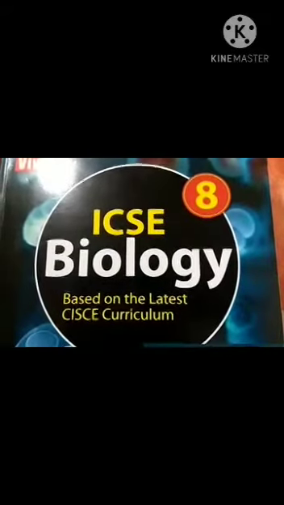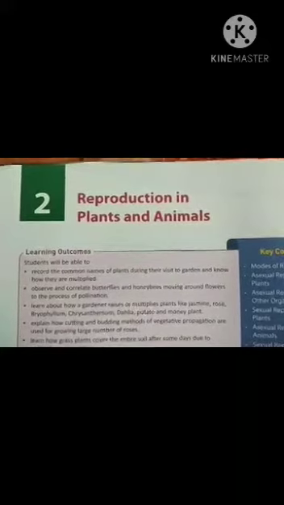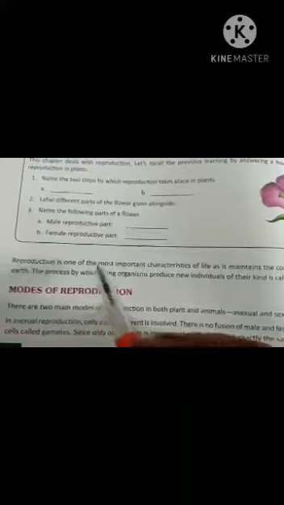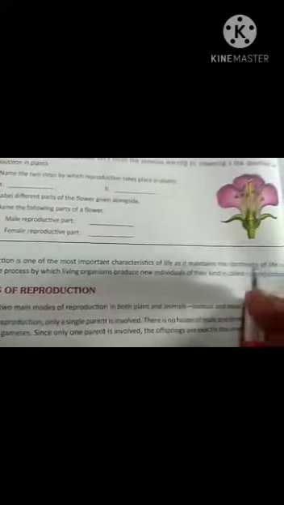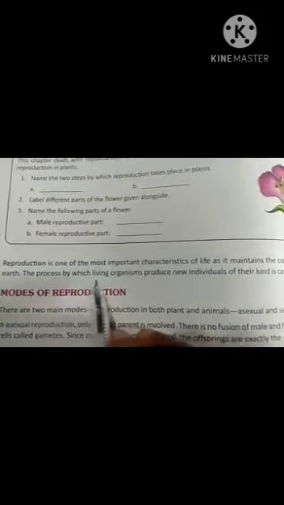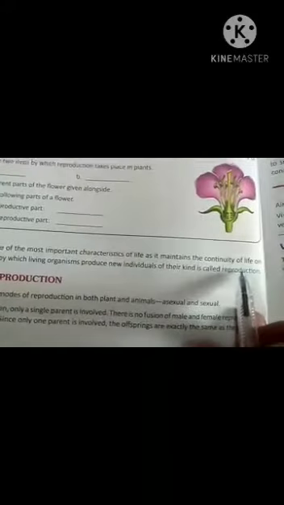Class 8 Biology. Chapter 2: Reproduction in Plants and Animals. So let us see, students, what is this reproduction? Reproduction is one of the most important characteristics of life, as it maintains the continuity of life on Earth. The process by which living organisms produce new individuals of their kind is called reproduction.